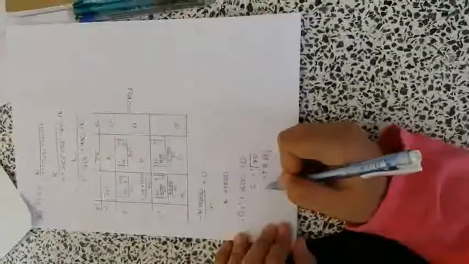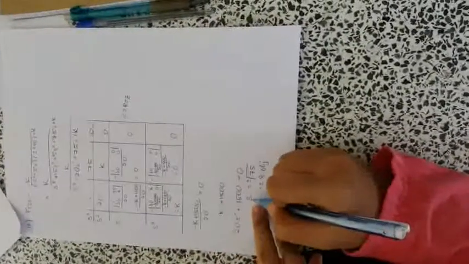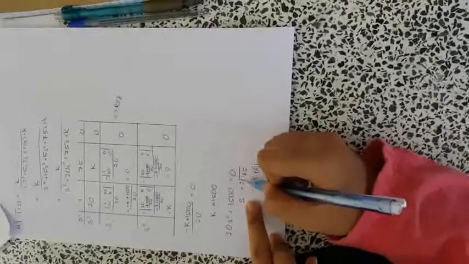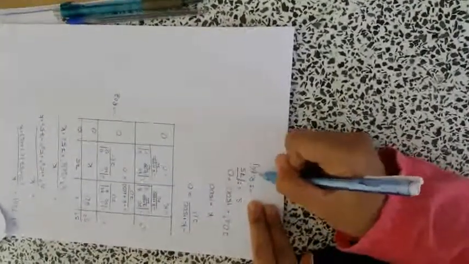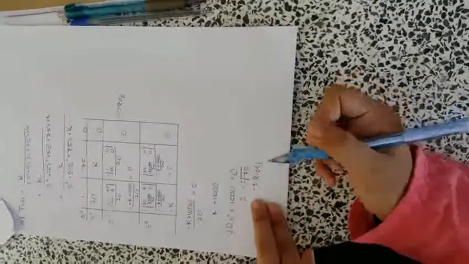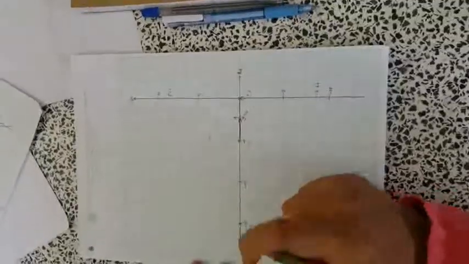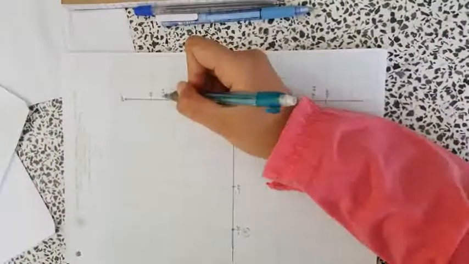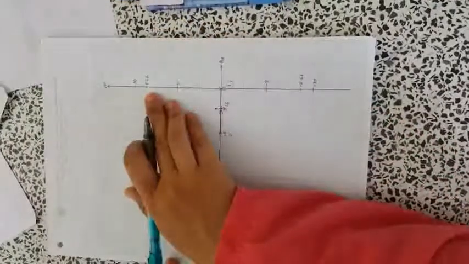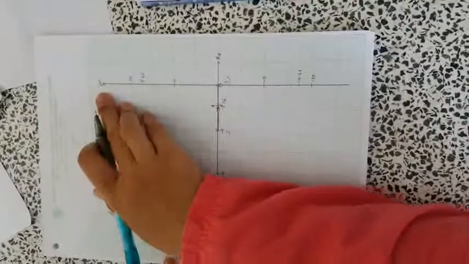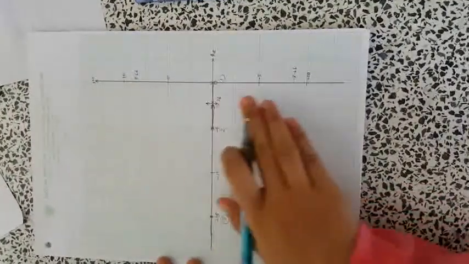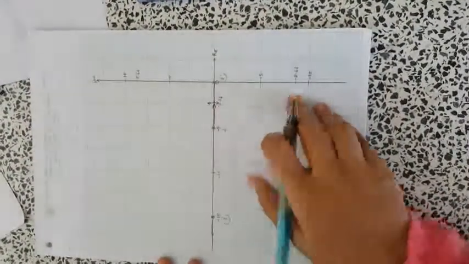And then we factorize it. We get s equals plus minus square root of 75, so we have plus minus 8.66. So we know that the crossing point at the j omega axis is 8.66 here and negative 8.66 here.